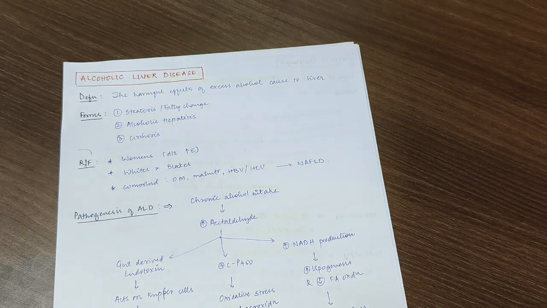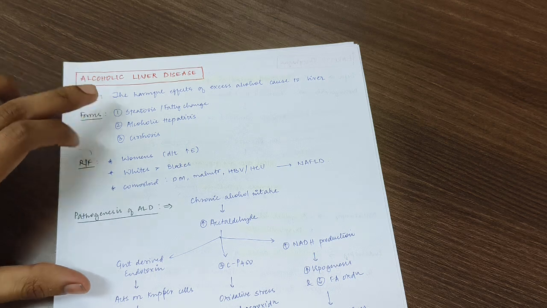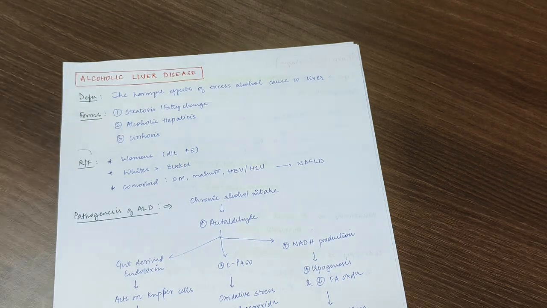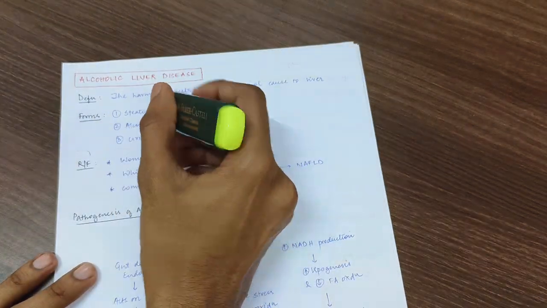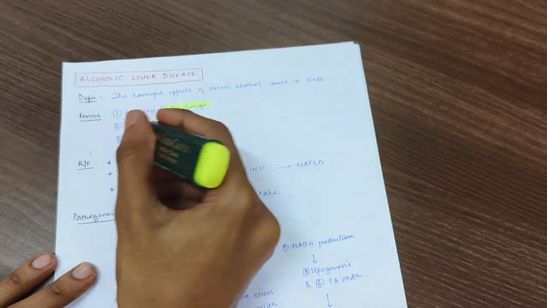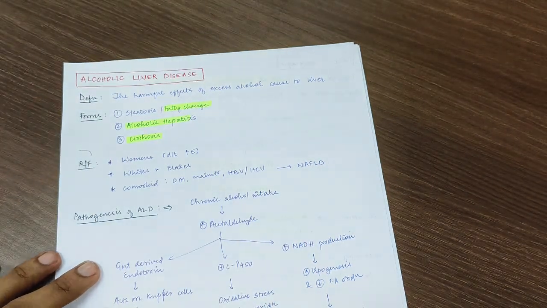What are the forms? First is steatosis, fatty change. Next is alcoholic hepatitis and cirrhosis. These are the three forms. First, fatty change will occur, then alcoholic hepatitis, lastly it is cirrhosis. Remember these: fatty change, alcoholic hepatitis and cirrhosis.